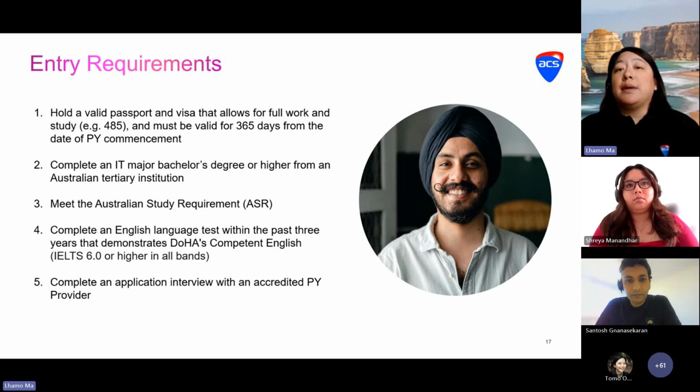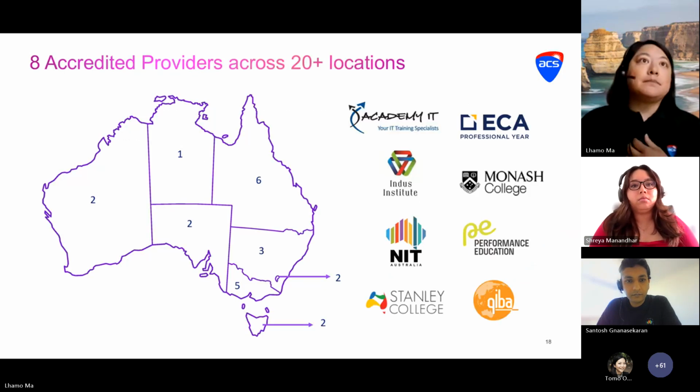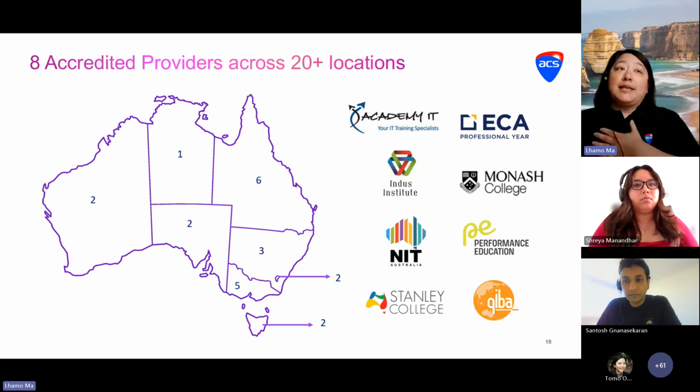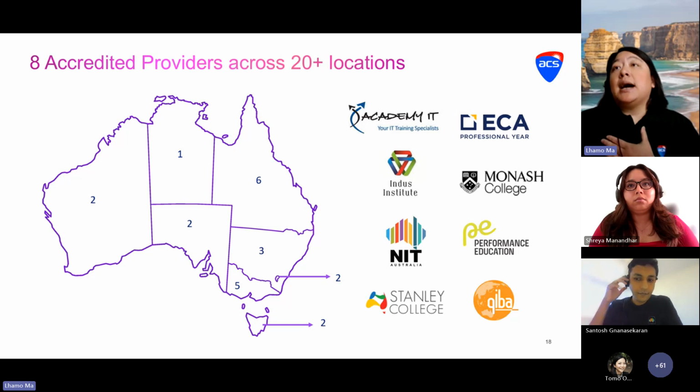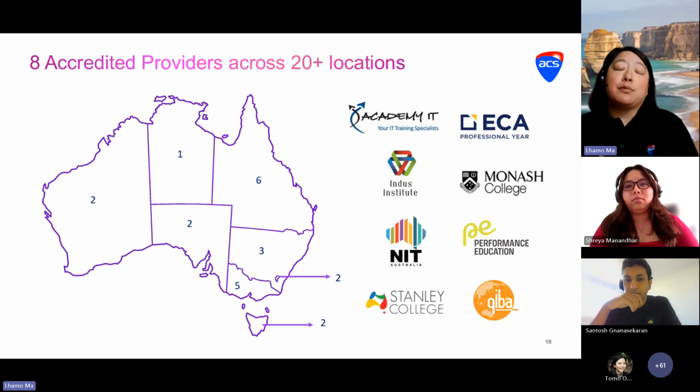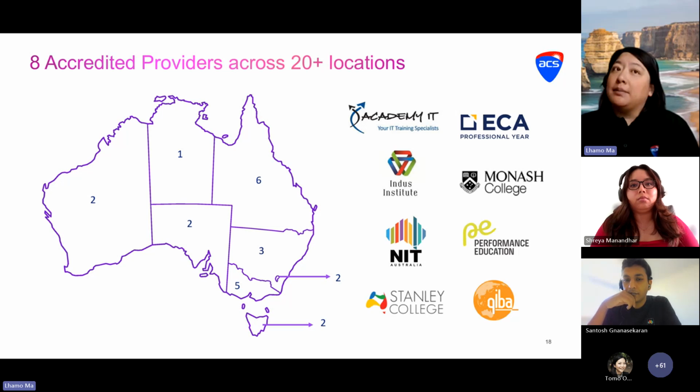as well as, after you submit the application, an interview with one of our accredited providers to make sure the eligibility is met and program suitability. Currently, ACS has 8 accredited providers who are delivering the programs at over 20 locations across all states and territories in Australia. So if you go to our website, which I will have a link to later on, you'll be able to take a look at the providers in more detail.